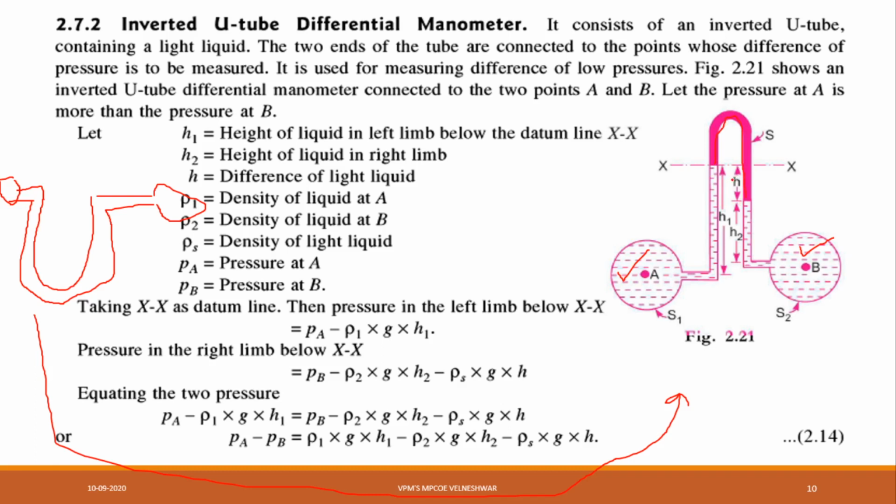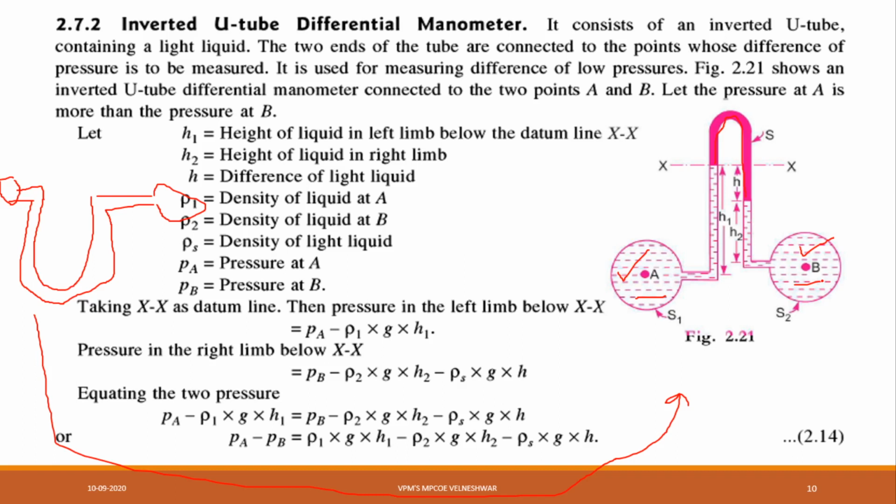Where H1 is the height of liquid in the left limb, H2 is the height of liquid in the right limb, and small h is the difference of light liquid. Then rho 1 is the density of liquid at A, and rho 2 is the density of liquid at B. Here the density may change, because we can't compare. It is not compulsory that water is in both; if in A there is water, in B there can be oil also, like crude oil or petrol. No problem. Next, rho s is the density of the light liquid.